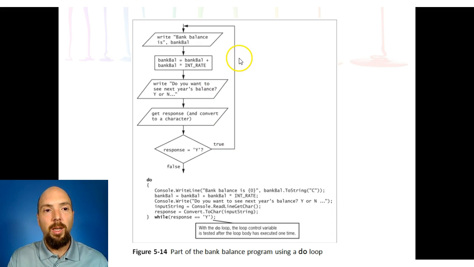Alright, so in this case I have something like this where we're going to write the bank balance, we're going to perform a calculation, we'll write more stuff, get a response from the user, and then we decide if they want to see it again. So no matter what, we're forcing them that very first time to see the information, and then we can say, do you want to see it again? Yes or no. Alright, so in the while loop, I give them the opportunity to make the decision, do you want to see it? And they have to say yes before they can see it. In a do loop, we show it to them, or perform whatever the calculations are, and then we ask them, do you want to see it again?